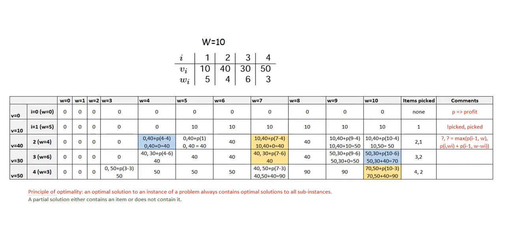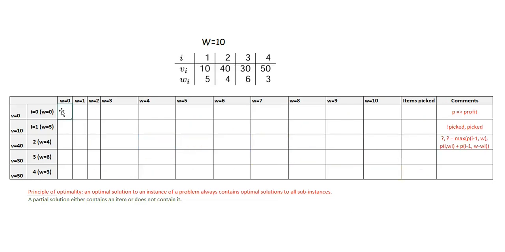What we want to do is to fill up only the relevant cells rather than the entire array. So let's begin. We want to start off with the first row where we have all zeros. This is what we discussed in the previous tutorial. So let's put all zeros here. And item picked is none.